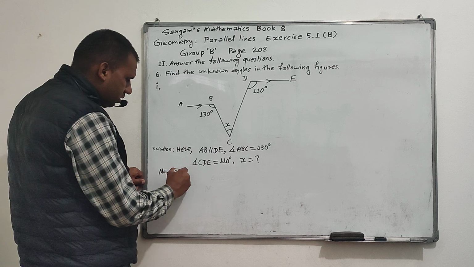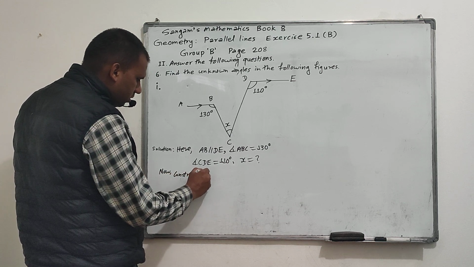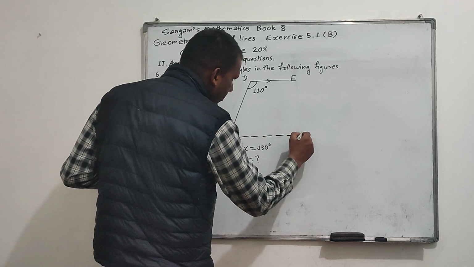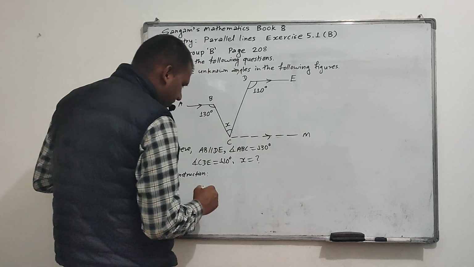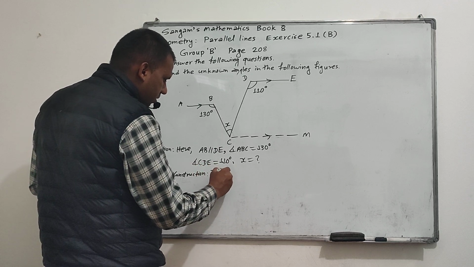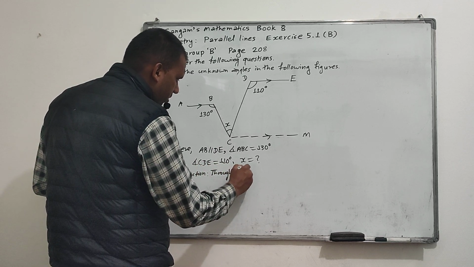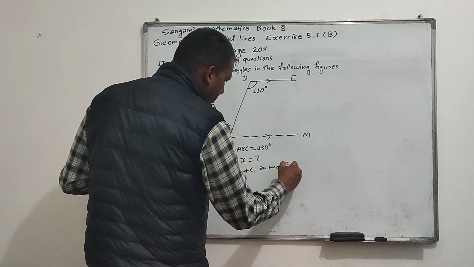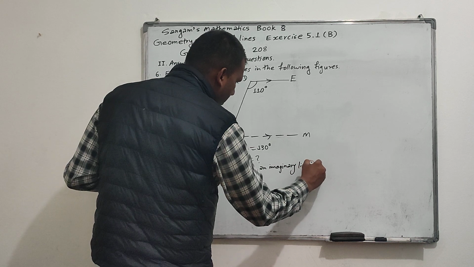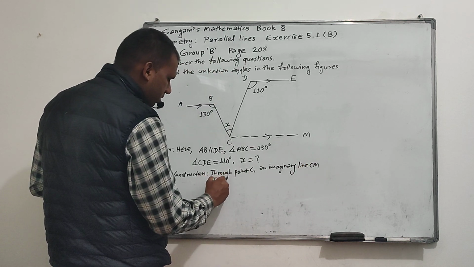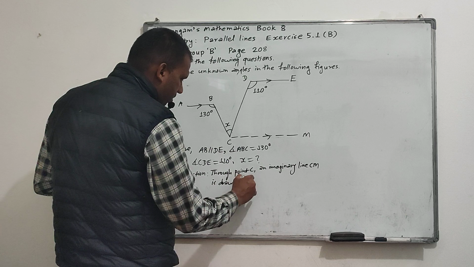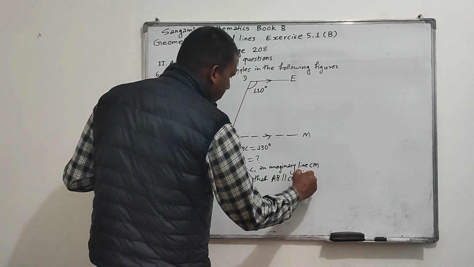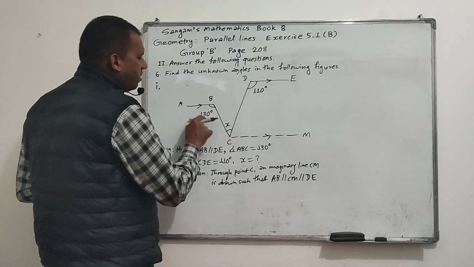Now construction. Through point C, we can draw an imaginary line, suppose CM. Through point C, an imaginary line CM is drawn such that AB is parallel to CM, parallel to DE. All three lines become parallel to each other.